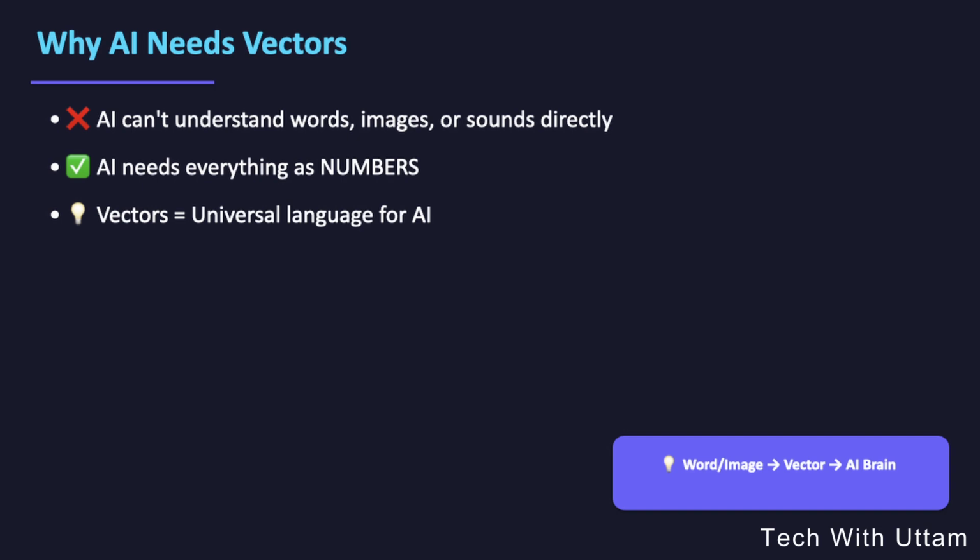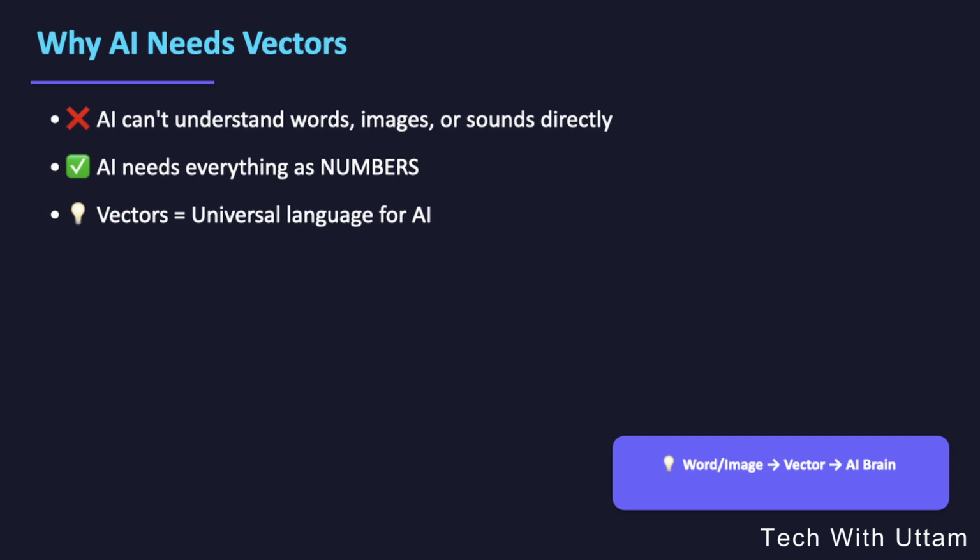Here's the thing about AI, it's actually pretty dumb in one way. It can't understand words. It can't see images. It can't hear sounds. Not directly, anyway. AI only understands one thing, numbers. So everything, and I mean everything, needs to be converted into numbers before AI can process it. And vectors are the perfect way to do that.